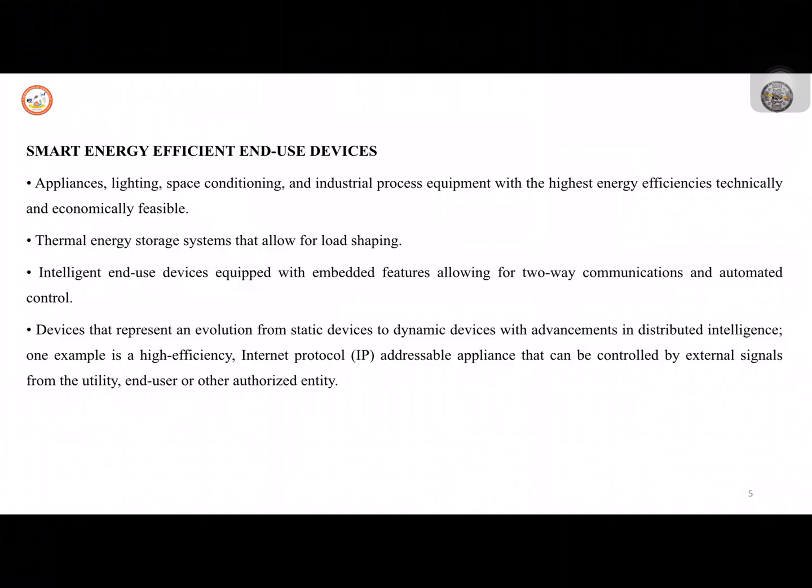Smart energy efficient end-use devices include appliances like lighting, air conditioning, and industrial processes with the highest energy efficiency that is technically and economically feasible, and thermal energy storage systems that allow for load shaping. These are intelligent end-use devices equipped with embedded features allowing two-way communications and automated controlling, devices that represent an evolution from static devices to dynamic devices with advancements in distributed intelligence. One example is a high efficiency IP protocol addressable for each and every application.